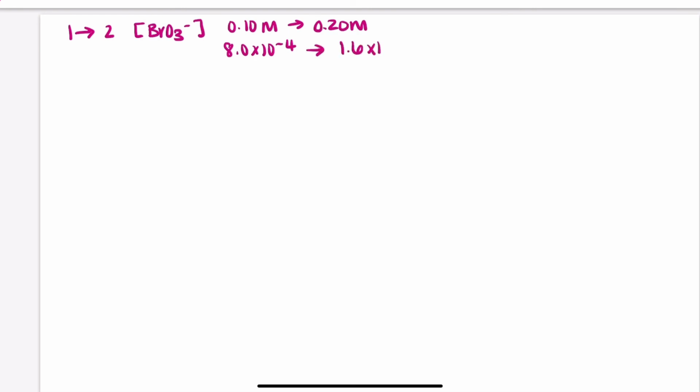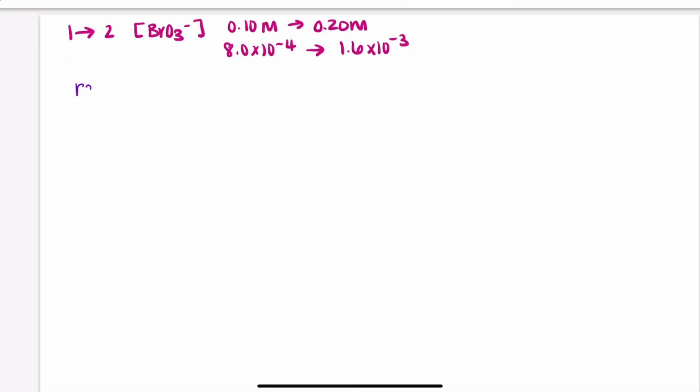I saw that from reaction 1 to 2, my concentration of BrO3 minus was doubled. It went from 0.1 molar to 0.2 molar, but the concentrations of all the other species remain the same. At 0.1 molar, I had an initial rate of 8.0 times 10 to the minus 4, and once doubled, I had a rate of 1.6 times 10 to the minus 3.